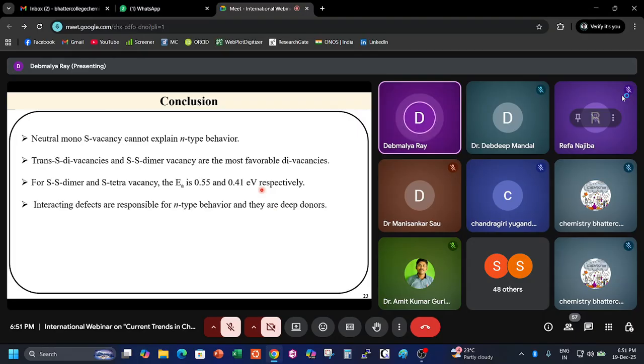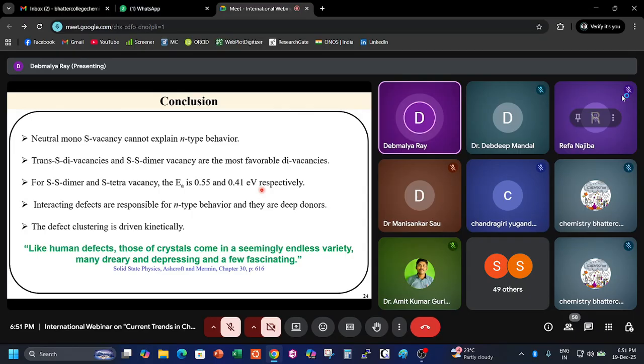Now, the main conclusion here was that definitely interacting vacancies were possible for the N-type behavior, and they are actually deep donors. And this defect clustering is actually driven kinetically. So the way I like to think, these defects are like humans. Like human defects, those in crystals come in seemingly endless variety, many dreary and depressing and few fascinating. This is a quote from the solid state physics textbook by Ashcroft and Mermin.